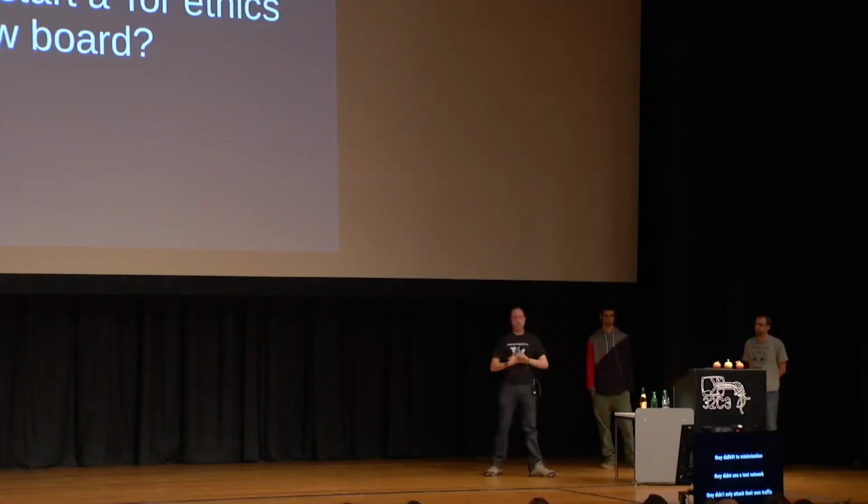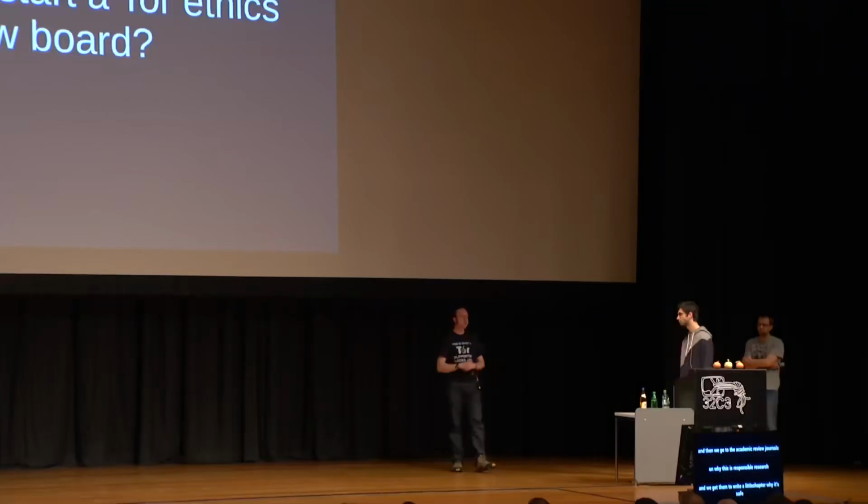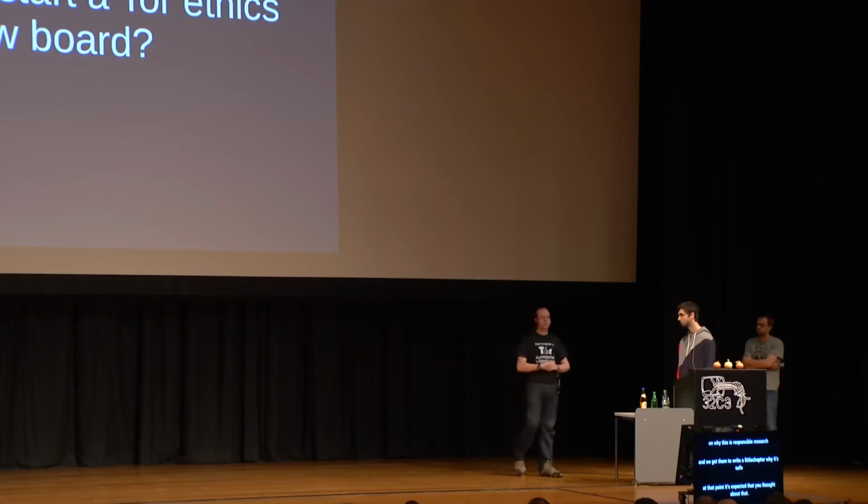Should we have some sort of Tor ethics review board? Wouldn't it be cool if, as a researcher, you write up what you're trying to learn and why it's safe and how you're going to do it, and you show that to other professors who help you decide whether you're right. And then we go to the academic review journals and conferences, and we get them to expect in your research paper a little section on why this is responsible research. And at that point, it's expected that you have thought through that, and anybody who writes a paper without that section, everybody knows that they haven't thought it through as much as they should. Wouldn't that be a cool future world where research is done more responsibly around Tor and around security more generally?